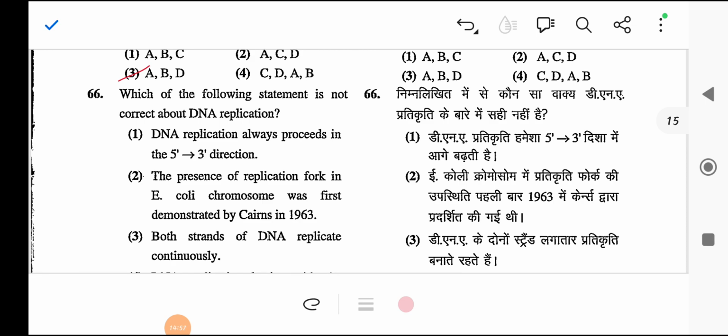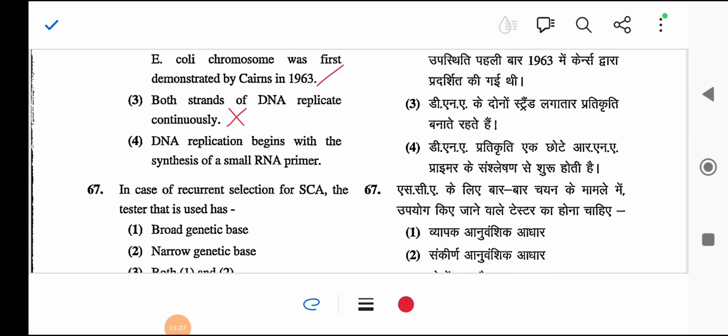Next is, which one of the following statements is not correct about DNA replication? DNA replication always proceeds in the 5' to 3' direction, true. The presence of the replication fork in E. coli chromosome was first demonstrated by Cairns. It is also true. Next is, both strands of DNA replicate continuously. It is wrong. One strand replicates discontinuously, that is Okazaki, the lagging strand. Next is, DNA replication begins with the synthesis of a small primer.